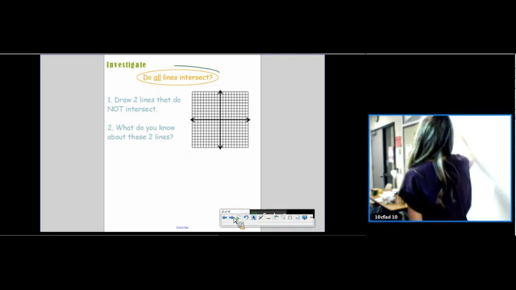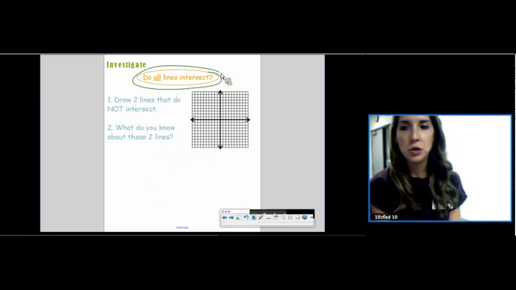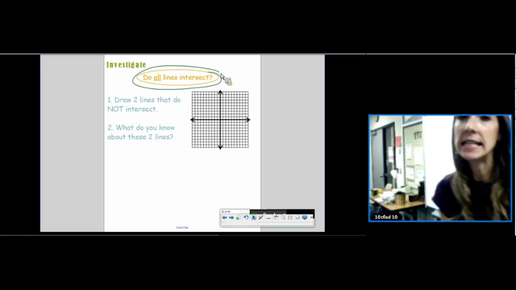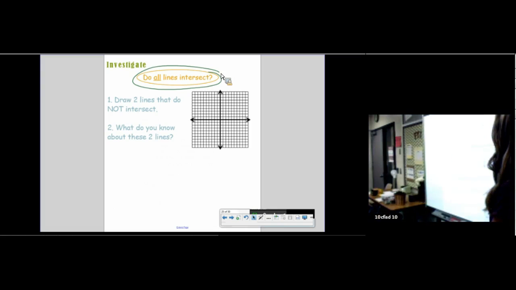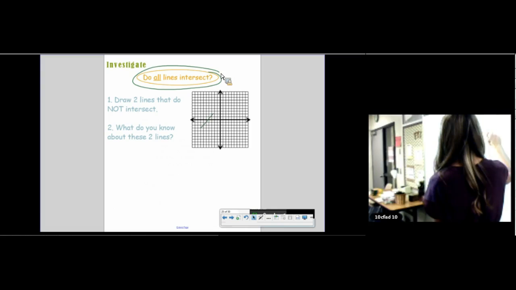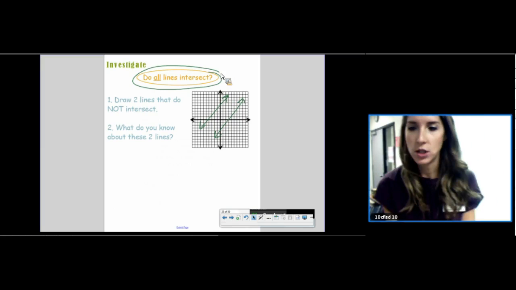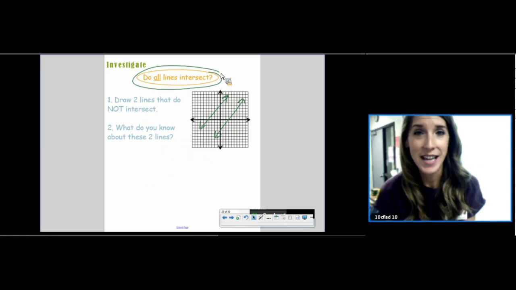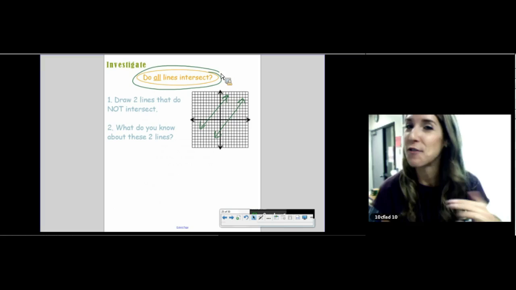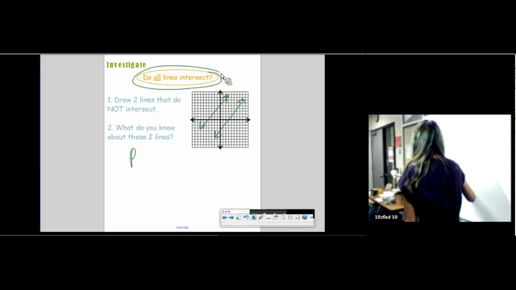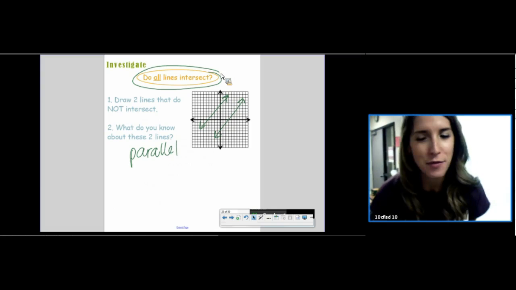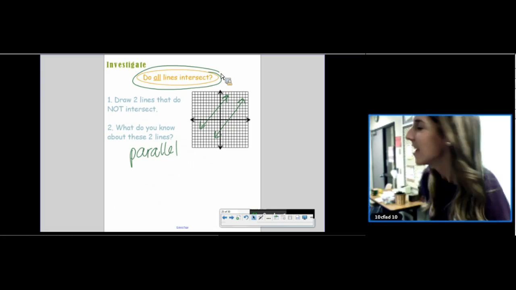Now, do all lines intersect? So on your paper, draw two lines that do not intersect. Draw two lines that don't intersect. What do you know about these two lines? So, if lines don't intersect, they have two choices in life. They can be parallel, but they have one more choice in life. What else could they be if they're not going to intersect? Good. They can be skew.